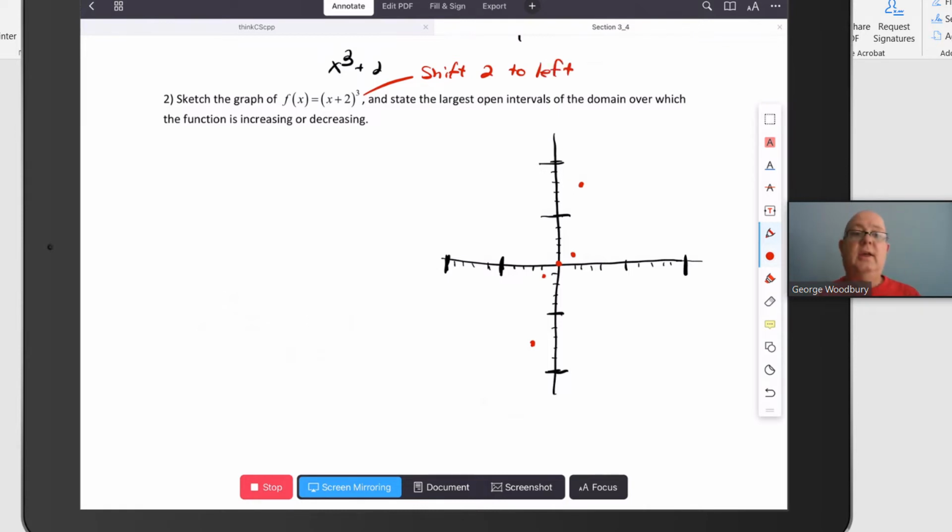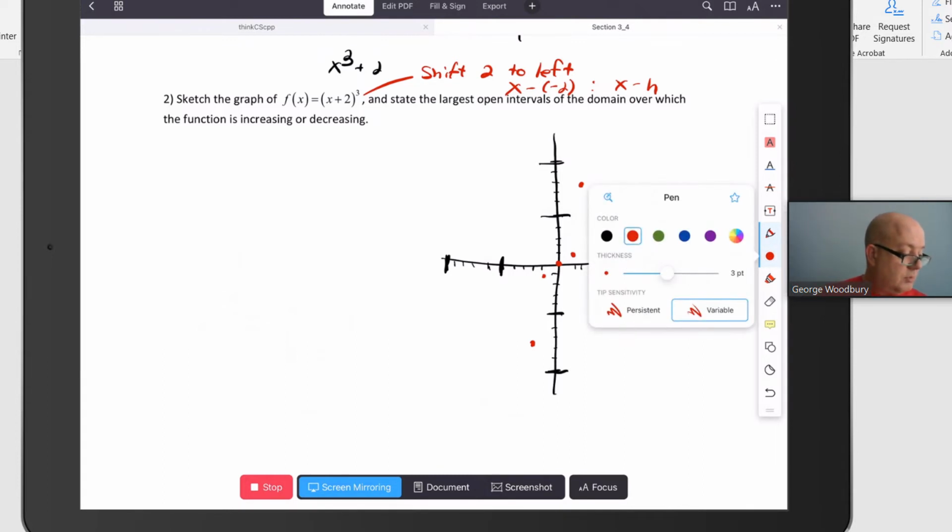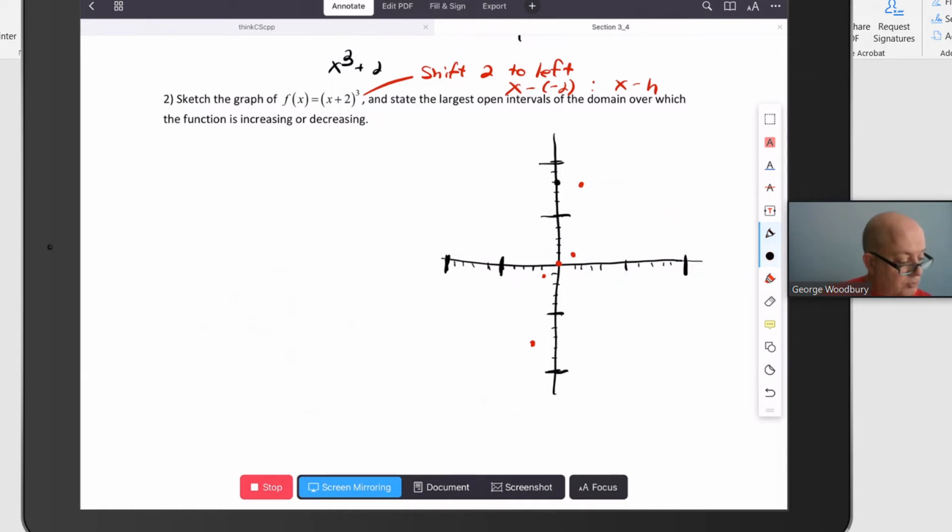And the reason for that, the horizontal shift is always inside the function. It's inside the part that's being cubed here. And what we really want to think of this is not as x plus 2, it's really x minus -2. And that number that you're subtracting, h, tells you the number of units for your horizontal shift. So here it's -2, so that's going to be 2 units to the left. I'm going to switch back to black ink, and I'm going to move each point 2 to the left. Something like that.